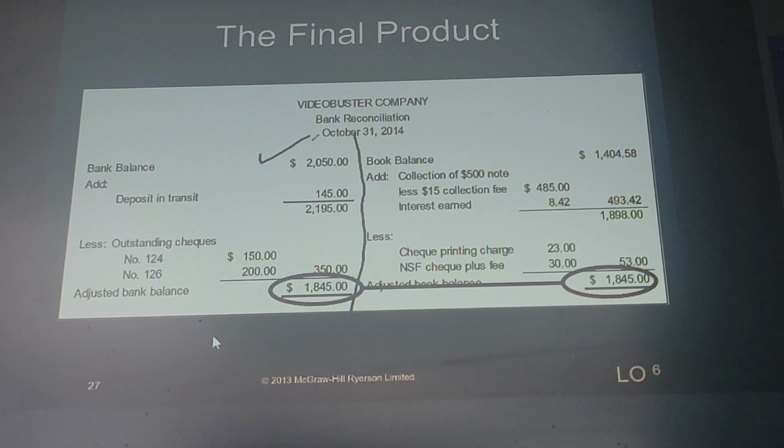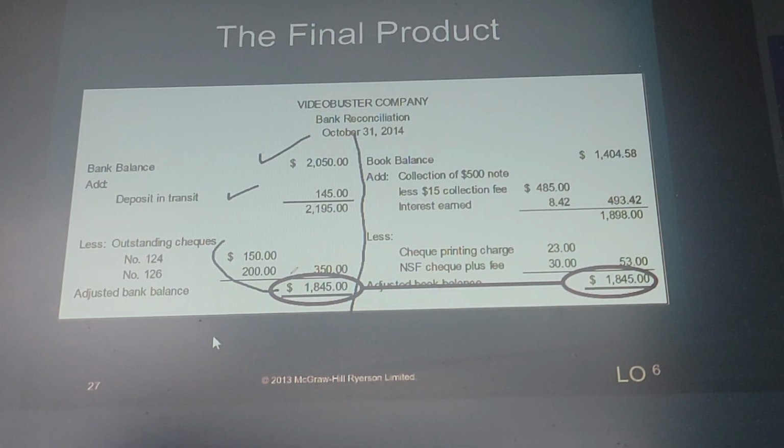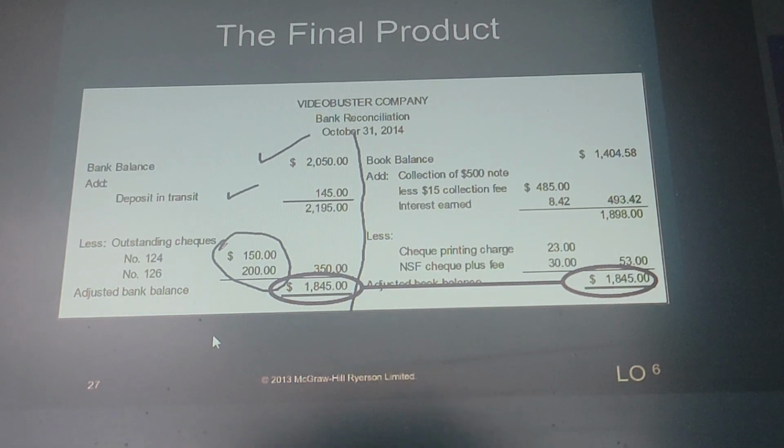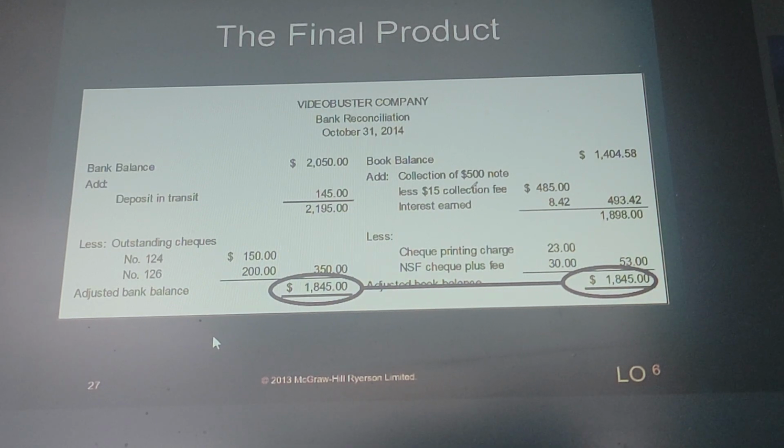See, this is the 2050. I added the cash in deposit. I took these off the balance because these are outstanding checks. Here, I added the note collected. I added the interest earned for me. I took off the charges. I took off the NSF, right? So this is my balance, and this is the bank balance. Mr. Ali? All is good. Yes, can I have one question? Sure.